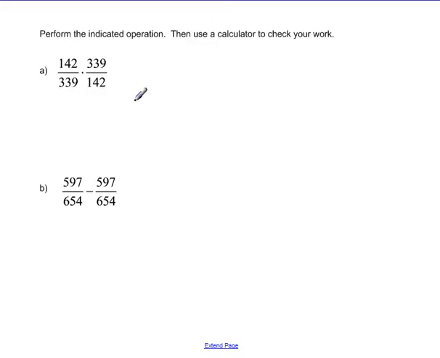And at first glance we might get a little freaked out because these numbers are really big in the numerator and the denominator, and we're feeling like, why are they expecting me to do such hard stuff here?